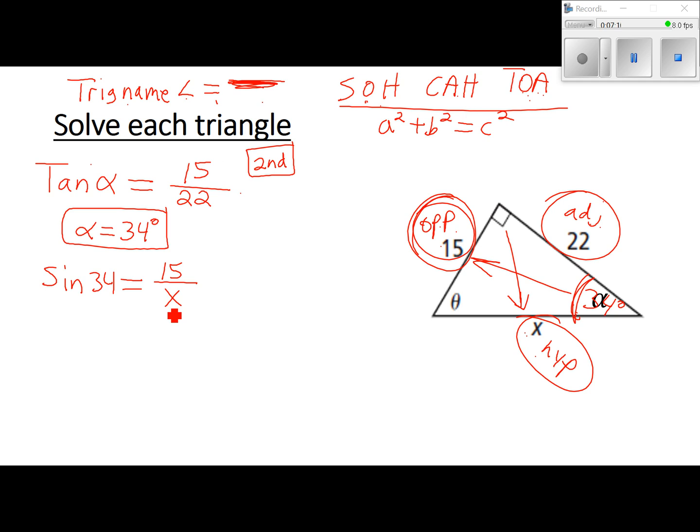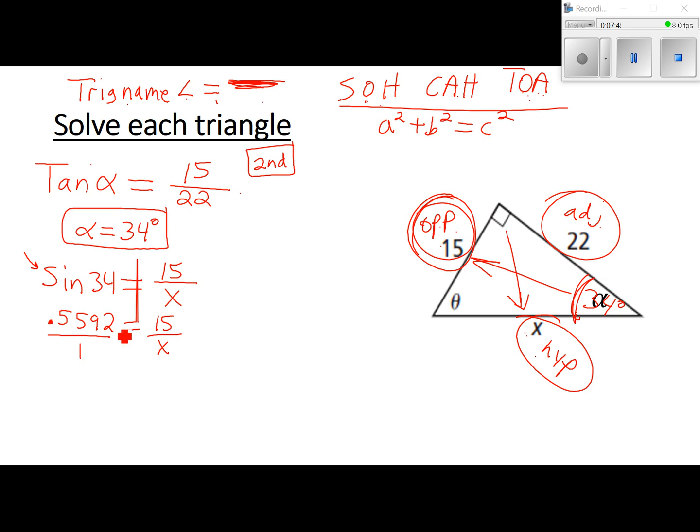A little more work to do on this one because the calculator's not going to do all the work for you. First thing though, you got to get rid of this word right here. So we take our calculator and we hit sine 34, hit equals, and it tells me 0.5592 equals 15 over x. Remember, you put a 1 underneath this. Now we got to solve that.